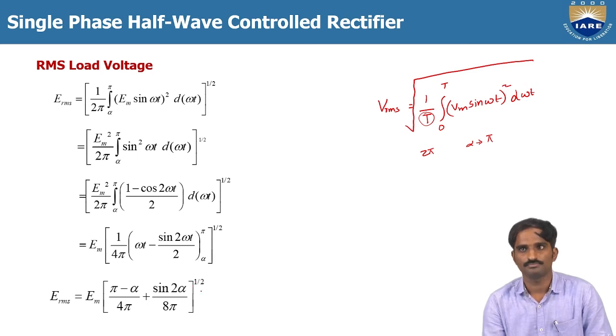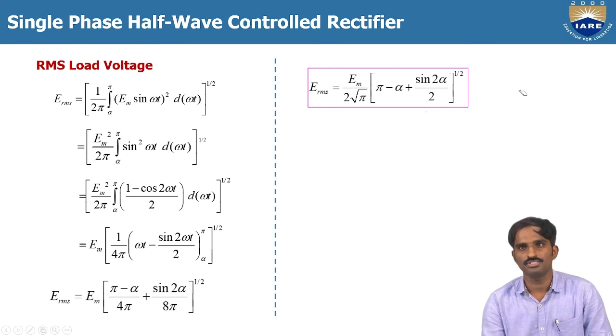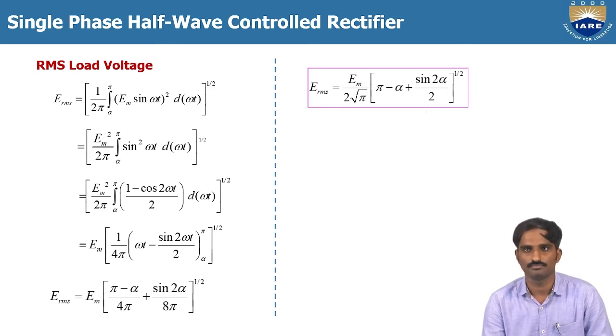This is the standard, the final RMS equation. Everybody should remember the RMS equation of the load voltage in the case of a single phase half wave controlled rectifier with R load. That is, ERMS is equal to Em by 2 root pi into (pi minus alpha plus sine 2 alpha by 2) whole to the power of 1 by 2.